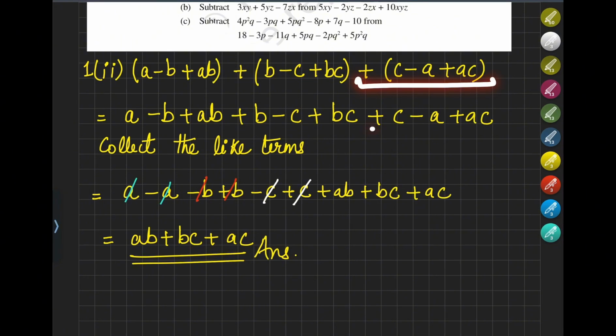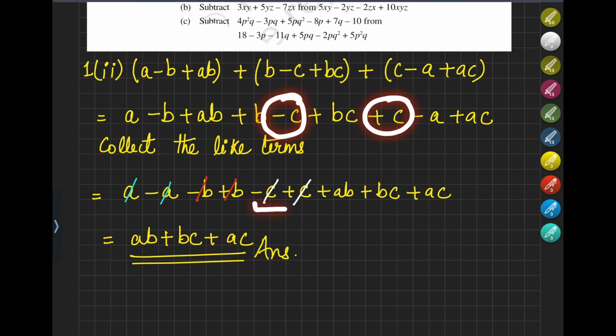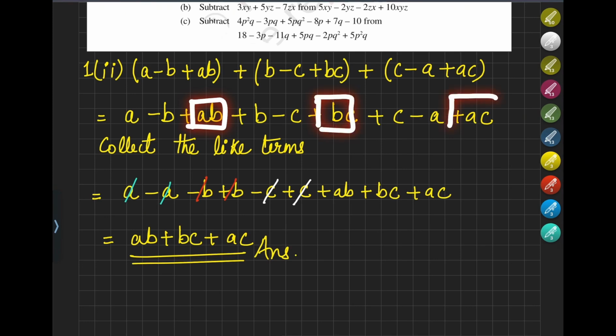In the same way here also we get plus C minus A plus AC. Then we collect the like terms. We have A here and minus A here written together. Then we have minus B and plus B again written together. Then we have minus C and plus C are like terms, that is also written together. Whereas AB plus BC and plus AC don't have any like terms, so it has been written like this.